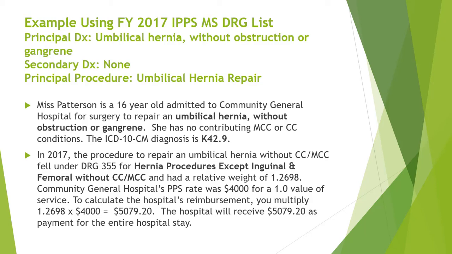Community General Hospital's PPS rate is $4,000 for a 1.0 value of service. To calculate the reimbursement for this particular stay, we would multiply the relative weight 1.2698 times the hospital's PPS rate, which is $4,000, and that gives us $5,079.20. That's going to be the hospital's reimbursement for this stay.